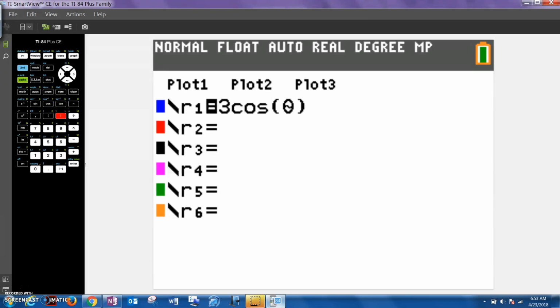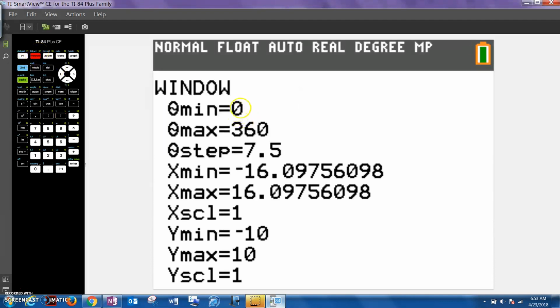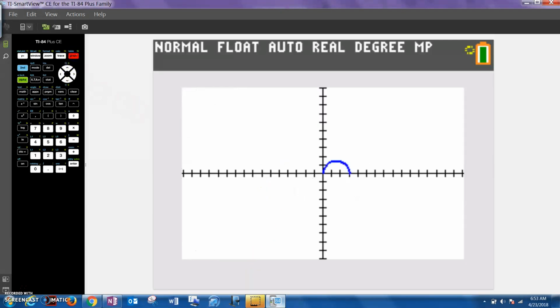You have to be careful about the window before you graph this though, because it depends on what mode you're in. I'm in degree mode, which means my angle should be between 0 and 360. My step should be about 7.5, 6, whatever. It means it's going to plot a point every 7.5 degrees. And then my window, I did this z squared, so that's what it looks like. And if you graph it, you get your circle right there. And sure enough, it is moved over to the right, and it is a diameter of 3.